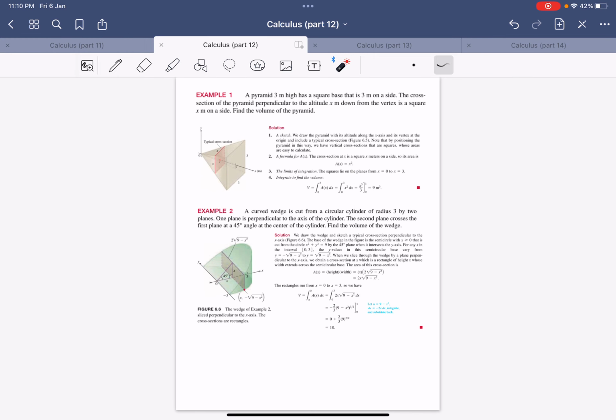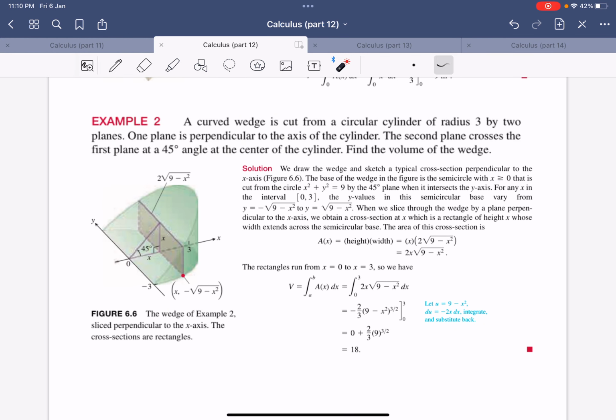So example 2 is a more complicated one, but the idea is the same. So now you have a right cylinder, but it's slanted. It doesn't really matter because you want to draw the cross-sectional area perpendicular again to the axis, so that when you integrate them, it'll be the whole volume. And so you realize that each cross-sectional area is the height of this rectangle times the width. The height in this case is x, and the width is 2 square root of 9 minus x squared. And you can simplify it to 2x square root of 9 minus x squared.